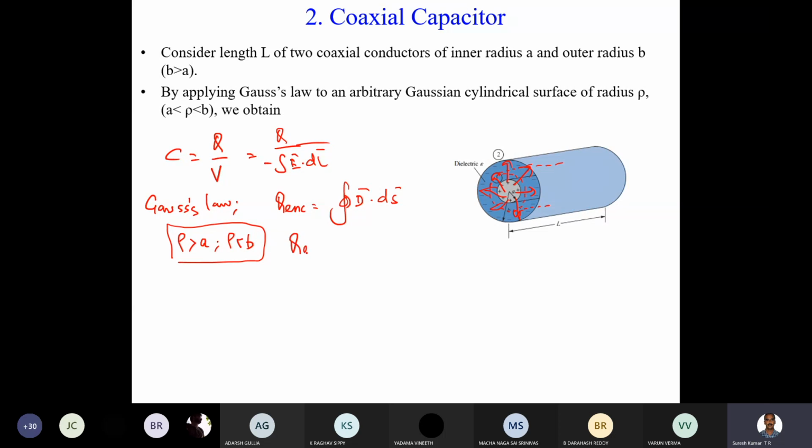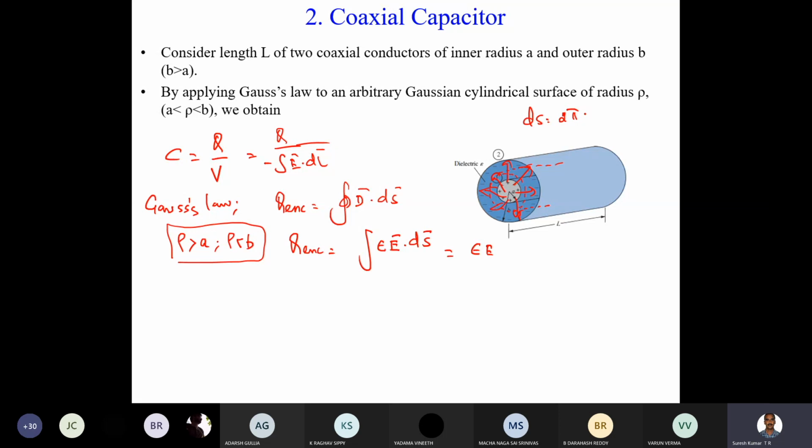Okay, so Q enclosed equals D, which equals epsilon E, right? So D equals epsilon E vector dot dS vector. And what is the surface area? All these vectors will pass through the surface, normal to the surface. So what is the surface area of the cylinder? So it's epsilon E into, what is the surface area of the cylinder?